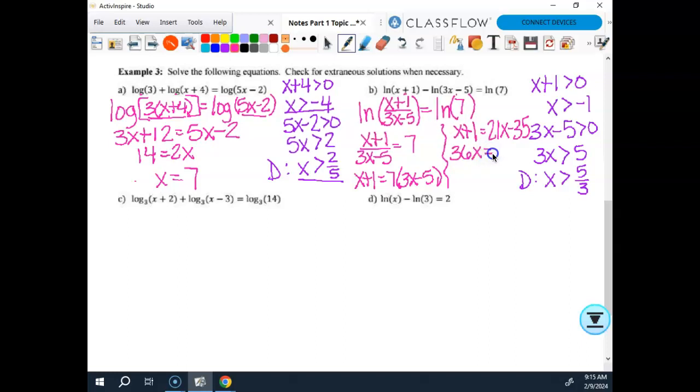36 equals 20x, good Lord. So 36 over 20 equals x. What does that reduce to? 9 over 5. So x equals 9/5. So I got to know if 9/5 is bigger than 5/3.